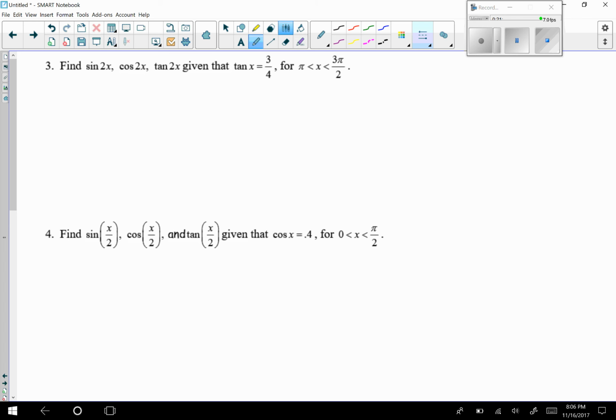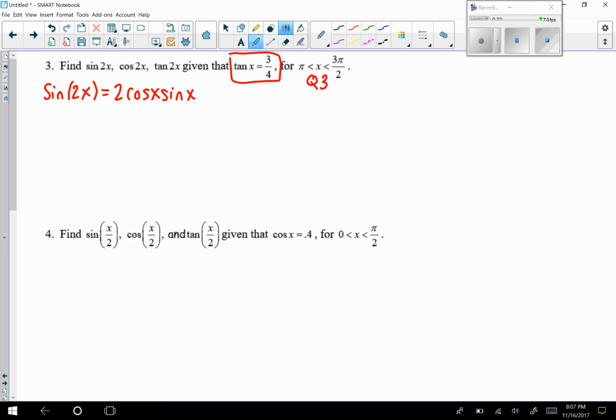So we have the sine double angle formula. Recall the sine double angle formula is 2 cosine x times the sine of x. So that means I need cosine and sine. For this, it gave me that tangent of x is equal to 3 over 4, and it gave me that x is in between pi and 3 pi over 2. Pi and 3 pi over 2, of course, we know is in quadrant 3.